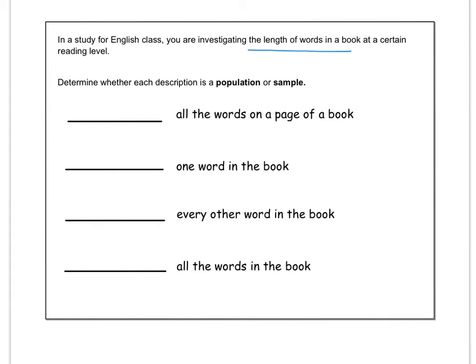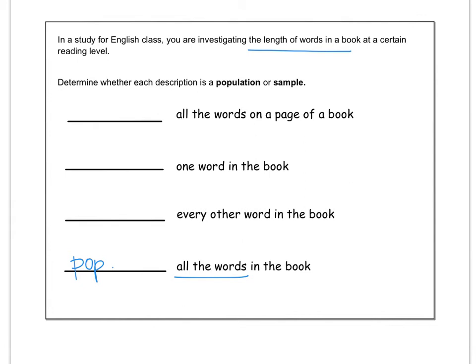All the words on a page of the book, one word in the book, every other word in the book, and then all of the words in the book. I think it's easiest to start by identifying your population. If we look at these, the only thing that includes every word in the book is that very last one, all the words in the book. So this would be our population. I'm going to shorten it as POP.